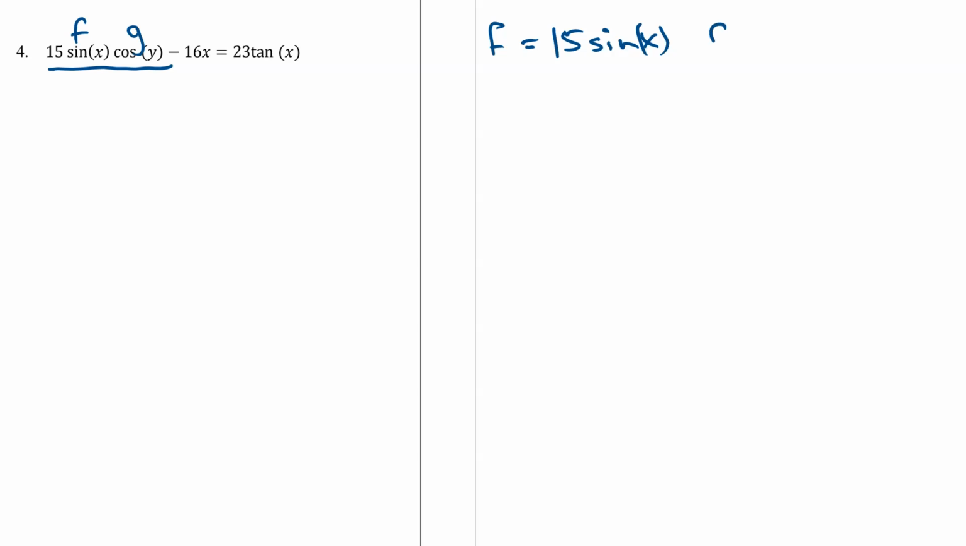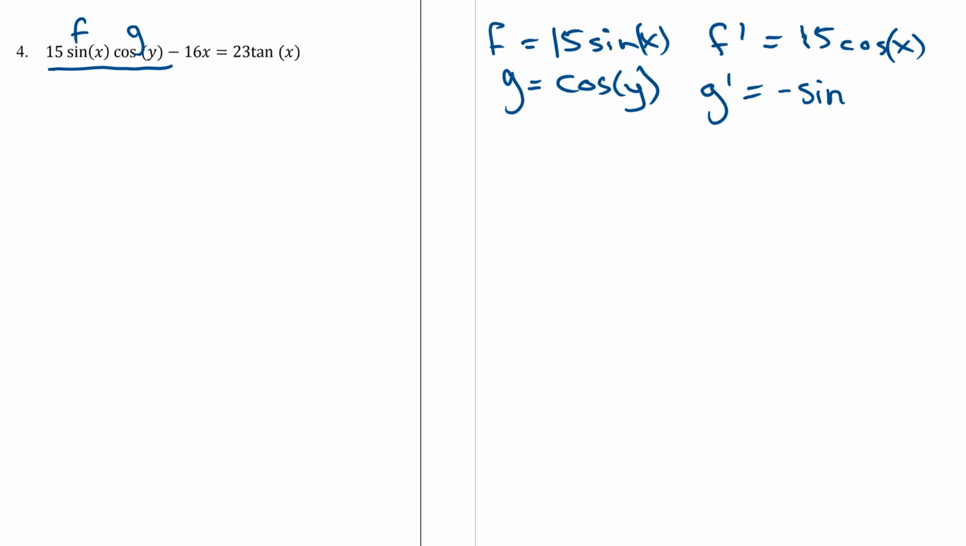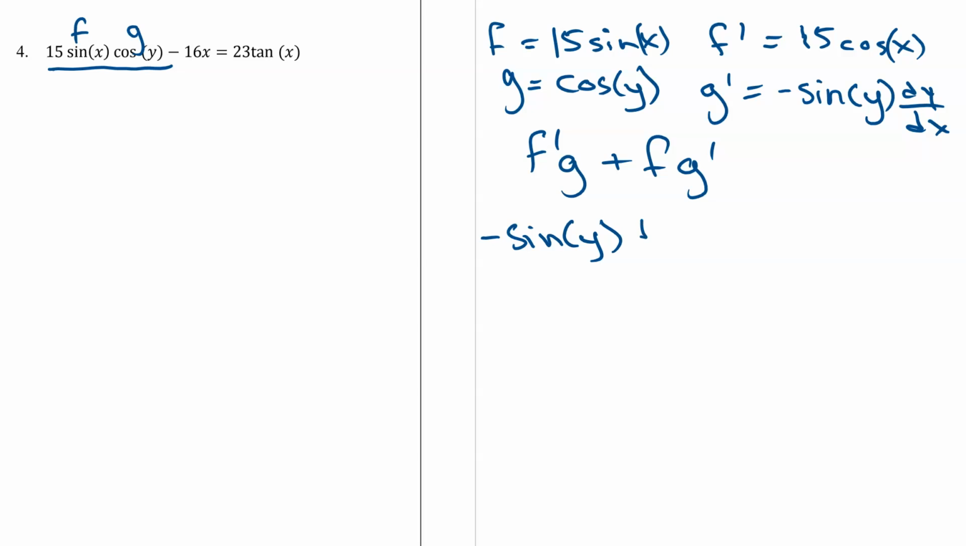Derivative of 15 sine x is 15 cosine x. Then we have our g, cosine y. Derivative of cosine y is negative sine y. And then we did the derivative of a variable expression with y, so we need to do dy dx. Substitute into our product rule. Whoopsie. Might be making hella mistakes this fine day.